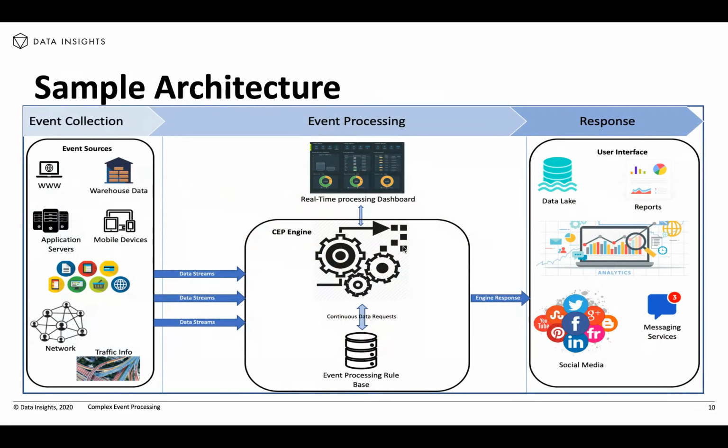Now, let's see a sample architecture. Here we have our event collection system where you could have a different variety of sources. You could have World Wide Web, you could have your warehouse data which is coming in, you have multiple applications, you have mobile devices which the end customer is interacting with your systems, you have social media, you have network elements and traffic as well.